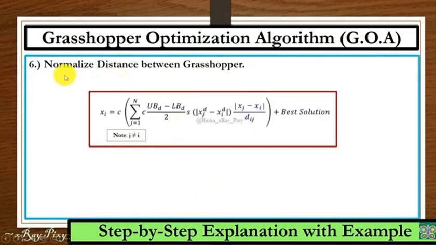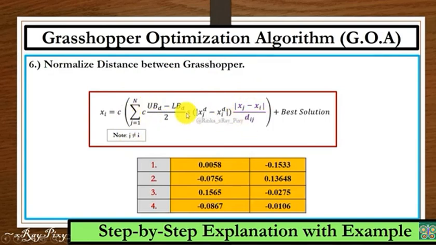Now in step 6, we will normalize the distance between the grasshoppers. So now we will compute the values for this equation. After calculation, we got the values for this equation.